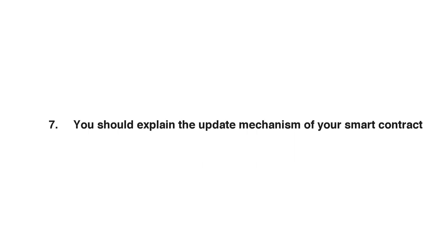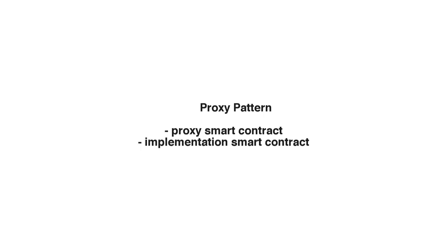Principle number seven, you should explain the update mechanism of your smart contract. The code of a smart contract is immutable. However, developers often need to update the code of the application to fix bugs and add new features. So how can they do this with a smart contract? The solution is to make your contract updatable. There are different solutions to this, but the cleanest way to do it is to use the proxy pattern with two smart contracts, a proxy smart contract and an implementation smart contract. Users send their transaction to the proxy smart contract, which itself forwards everything to the implementation smart contract.